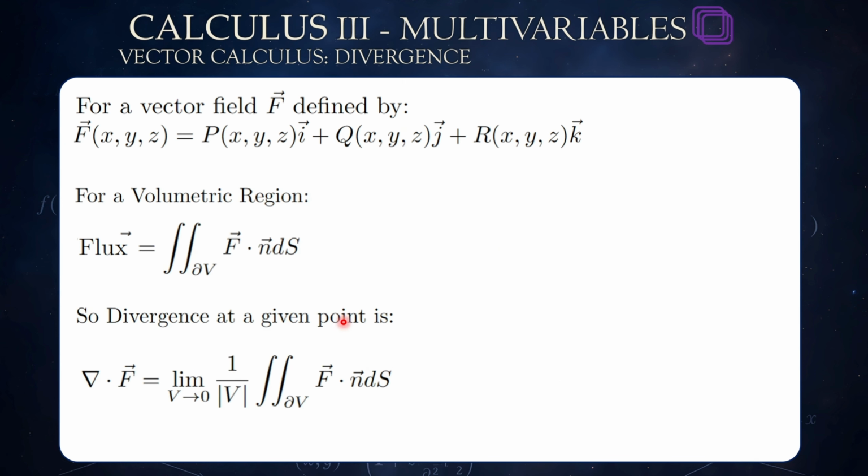So divergence at a given point is nabla dot F equal to the limit as V goes to 0 of 1 over V times the integral over the surface of F dot n dS. So it is the integral of the flux divided by the entire volume, which gives us the flux at one point where V tends to 0. F dot n dS, where n is the normal vector and F is the value of the field at that point.